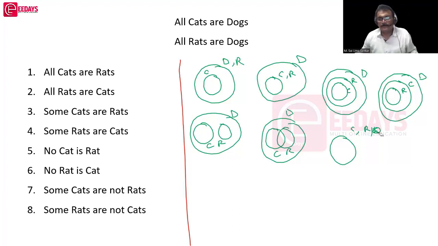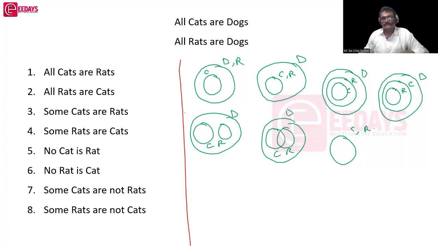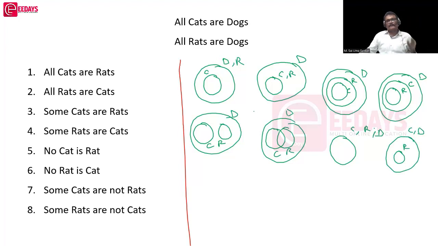Here. Cats, rats, and dogs. So, this is also valid. Okay. Any more valid? That's it. And next, one more thing. Rats, cats, and dogs. Suppose here only two statements, here total 8 Venn diagrams are there.